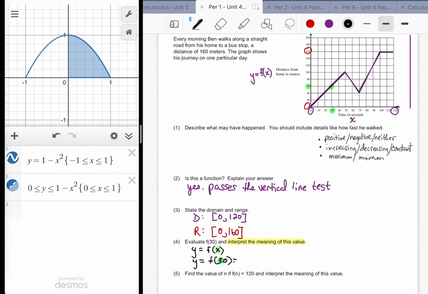All right, but the key here is the interpretation. All right, so we look at this and we'd say, all right, well, what does that mean? Well, the x value of 30 is a time in seconds. The y value of 60 is a distance from home in meters. So what this is saying is, after 30 seconds, the distance from home is 60 meters.